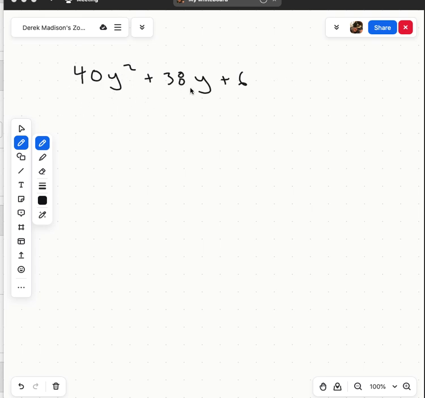The first thing we want to do with any factoring problem is see if there's a GCF, and in this case there is. And it looks like 2 will go into everything, so let's get that out of the way. So give us a 20y squared there, 2 goes into 38 19 times, and 2 goes into 6 3 times. And so now I have that out of the way.